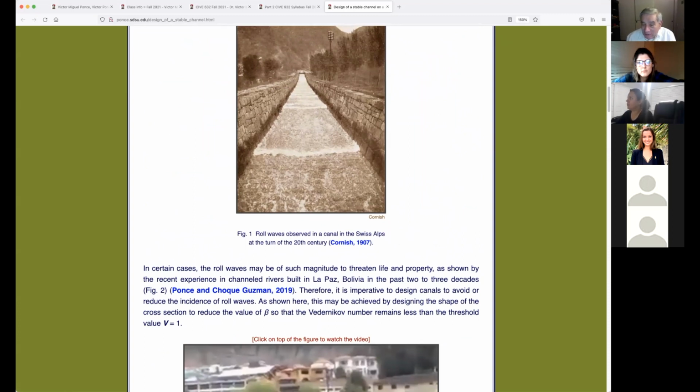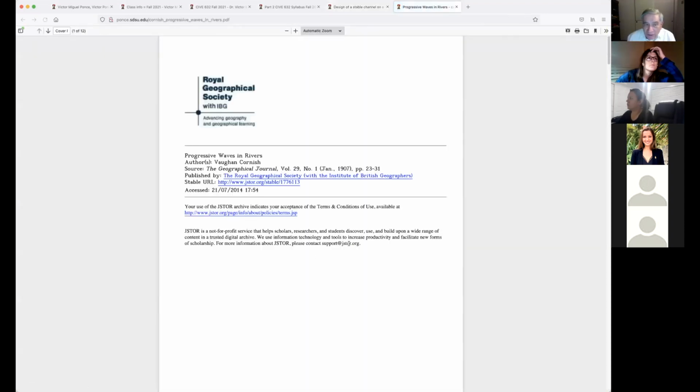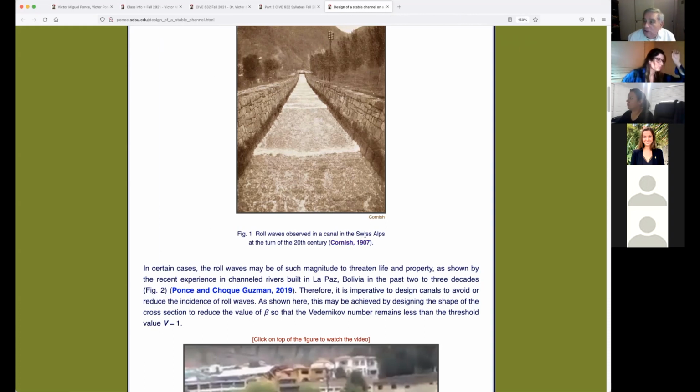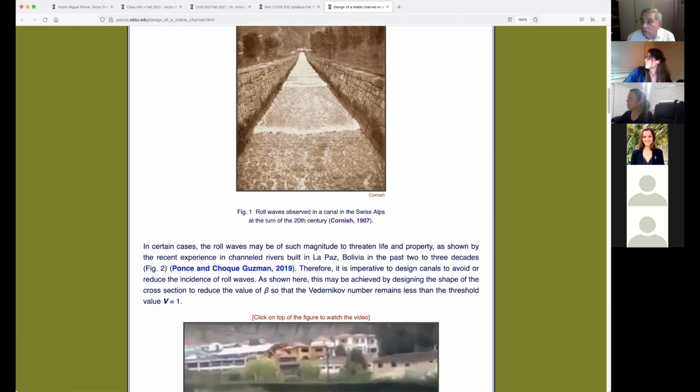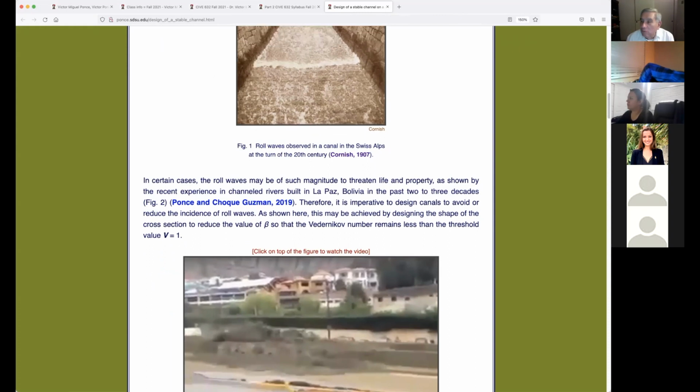As a matter of fact, Cornish was a geographer. He was not a hydraulic engineer. He somehow acquired this picture, I don't know how, but he did write a paper on this. And the paper, by the way, has been published for you to read. It's right there, Royal Geographical Society, the Cornish paper. So if you're interested in the history of this whole thing, or the history of what Cornish did, you can go back and read it on our site.